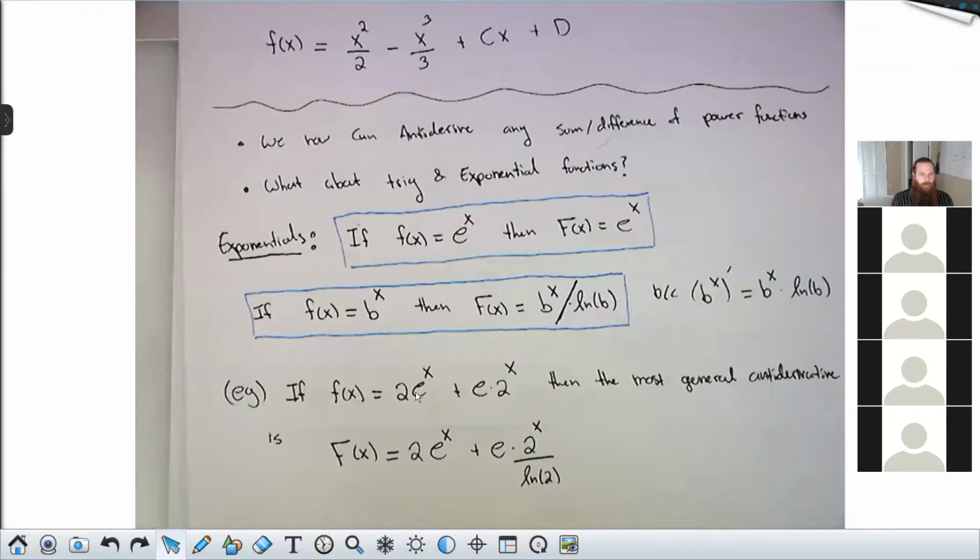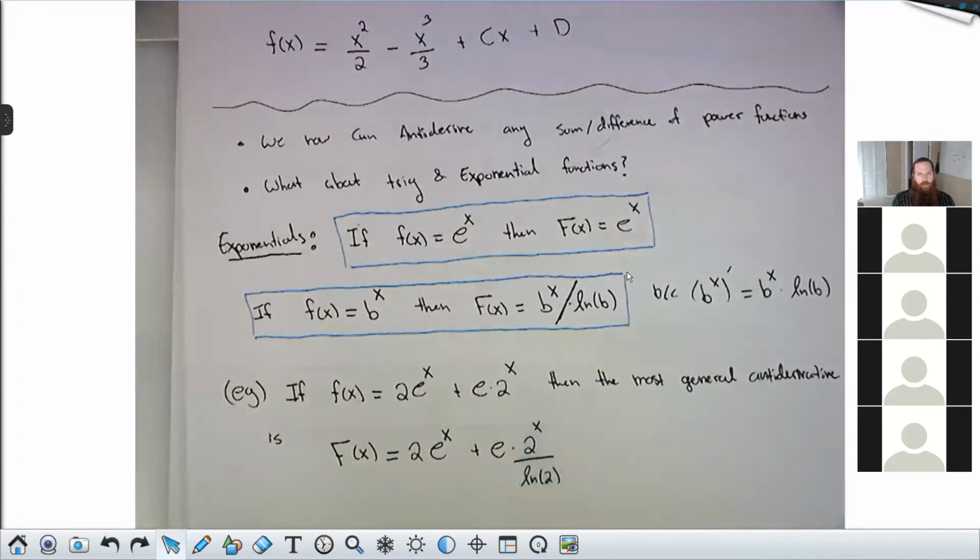Okay. So the base e exponential is easy. It doesn't change no matter what direction you're going on the derivative ladder. Other base exponentials, when you want to antiderive them, the antiderivative of just 2 to the x on its own is 2 to the x divided by the natural log of 2.